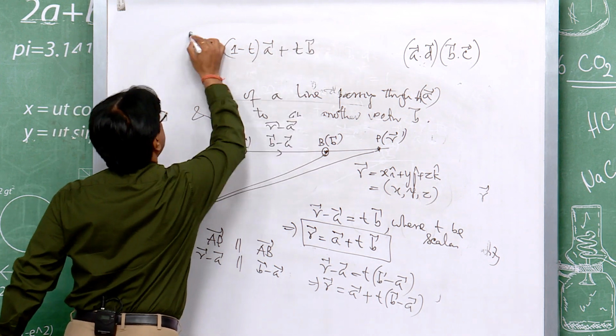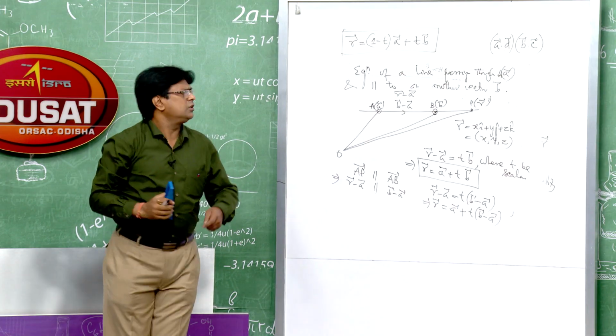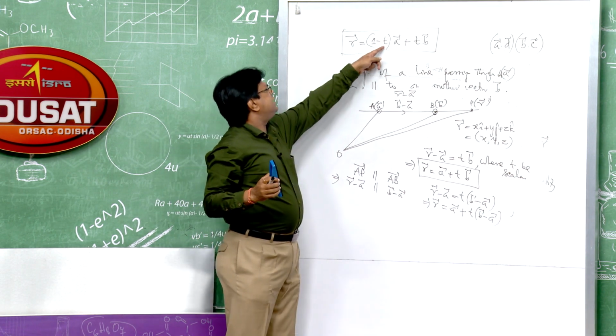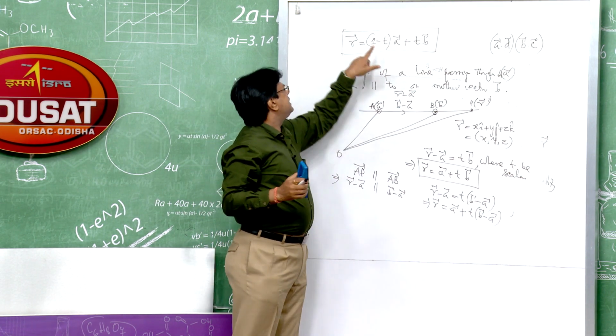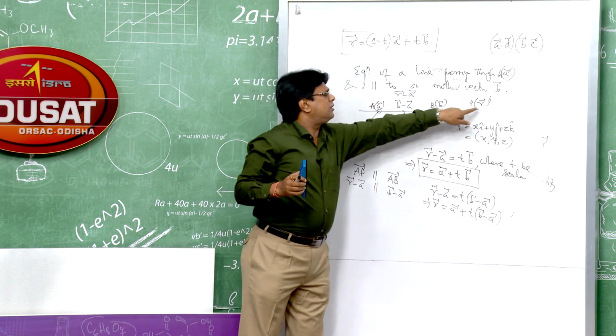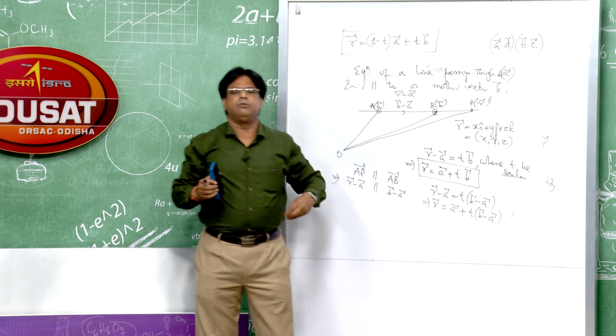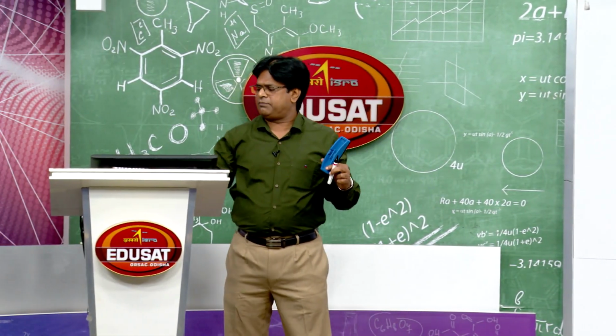So, this is your vector equation of a line passing through 2 points, where t is a scalar quantity. This line passes through vector A and vector B. So, you take another, variable point whose position vector is r. So, this is your vector equation of a line.